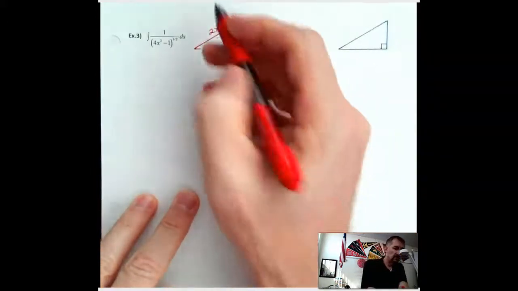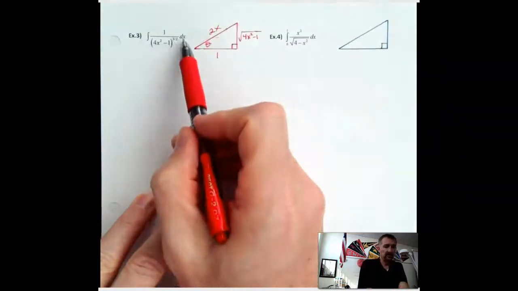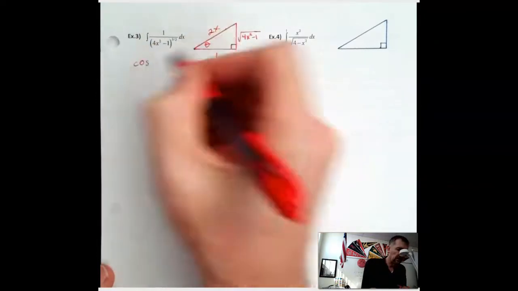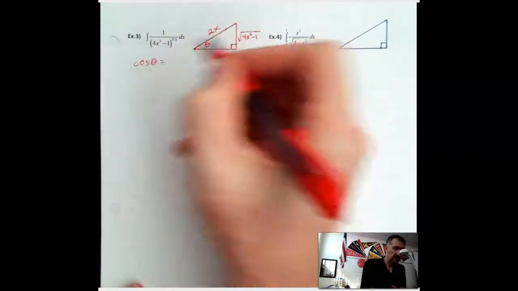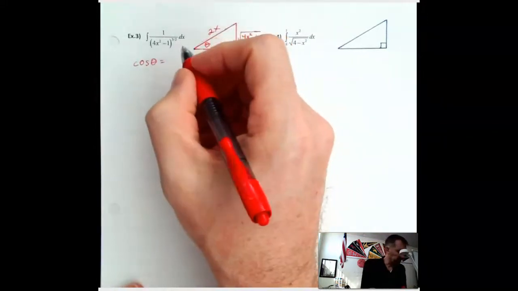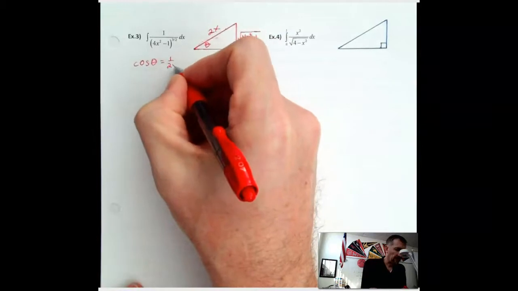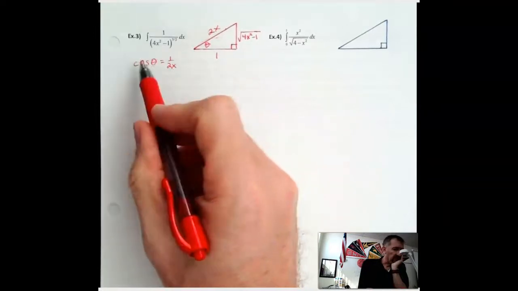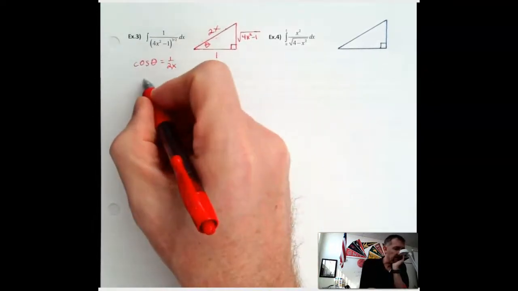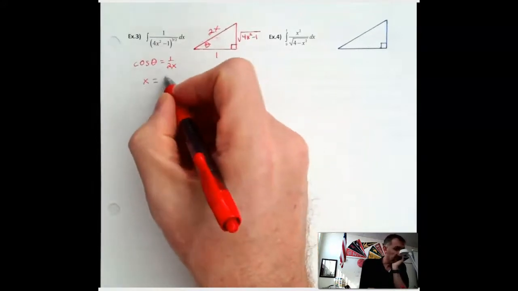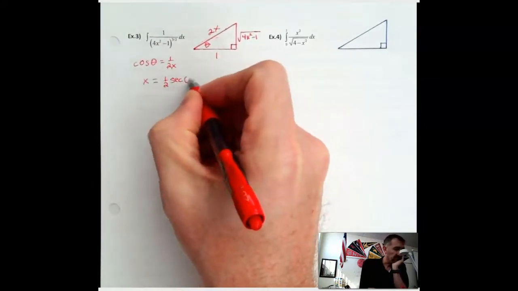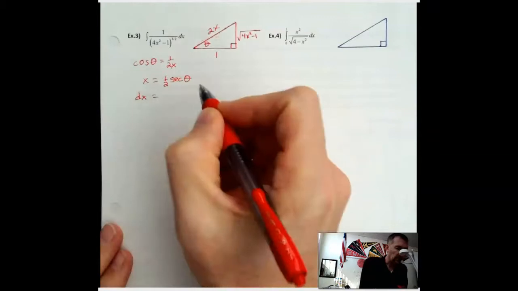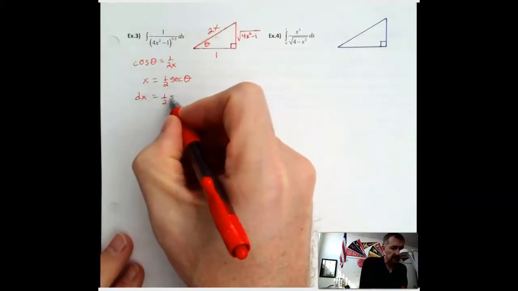Now the easiest thing to do here would be to look, because we want to solve for dx, so we want to solve for x first. So this is cosine. So the cosine of theta is 1 over 2x. So if we multiply by x and divide by cosine, we'll get that x equals 1/2 secant. Okay, so dx equals the derivative of secant, which is secant tangent.